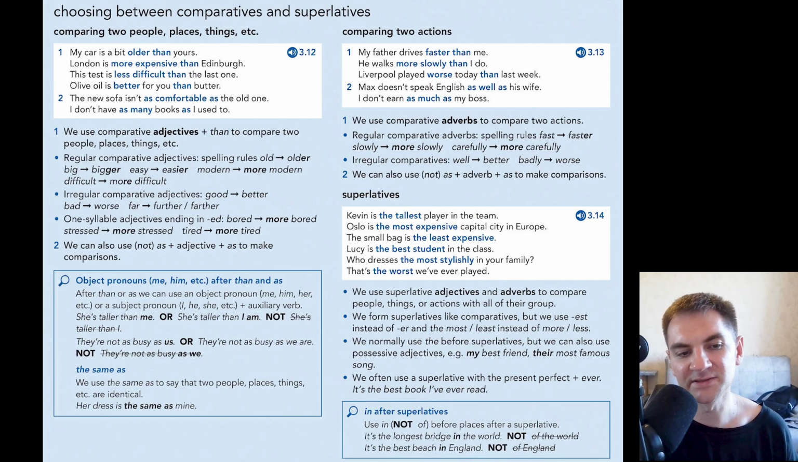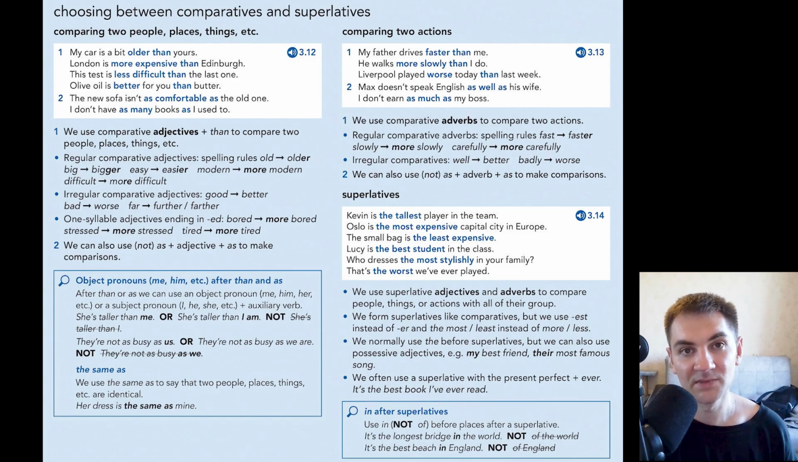How to form comparative adverbs. Many adverbs use more: more slowly, more nicely, and so on, especially if you see the ending ly. But some are irregular: well, better; badly, worse; fast, faster. And next is rule 2. Use not as plus adverb plus as. This works for actions too. Max doesn't speak English as well as his wife, or I don't earn as much as my boss. So you can use this structure here.